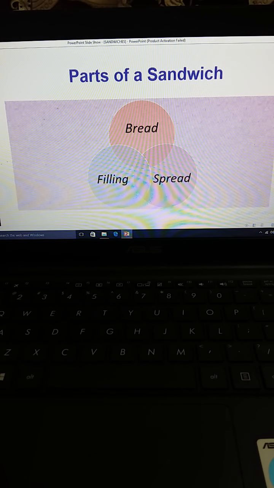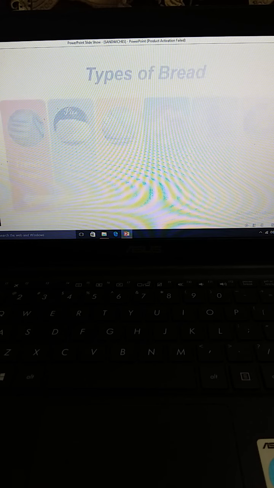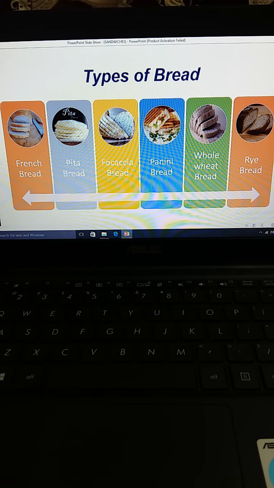Now, the parts of a sandwich. There are three parts of a sandwich. These are bread, filling, and spread, or we can say bread, spread, and filling. So, first part, bread. The various types of breads used in making of sandwich are French bread, pita bread, focaccia bread, panini bread, whole wheat bread, and rye bread.